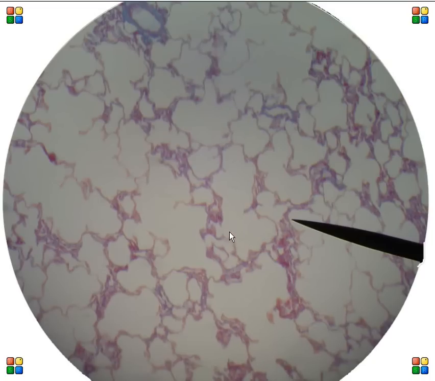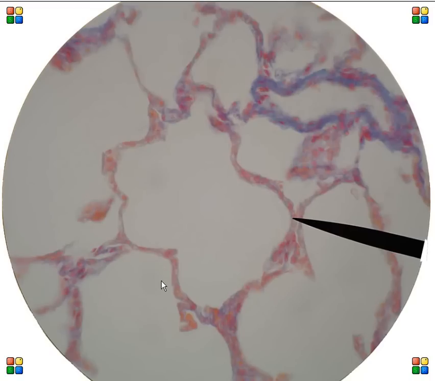This is lung tissue at 100 times magnification, and we see alveoli, and these little compartments are the alveoli. Individual ones are called alveolus. And then this is a bronchiole up here, a tiny little air tube. Let's go to higher magnification. This is 450 times magnification, and we see an alveolus, an alveolus, an alveolus. And there's a labeled picture for all the little alveoli.